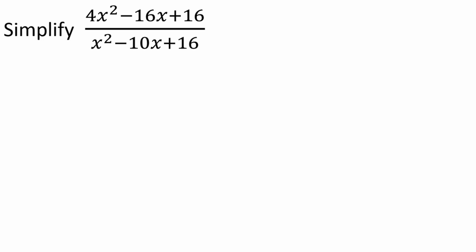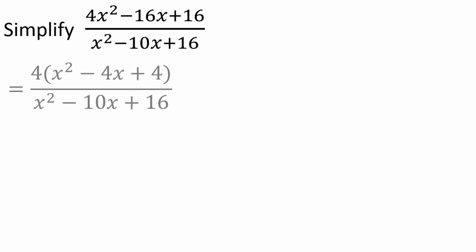Now, I would encourage you not to go straight into factoring the numerator if a GCF can be pulled out first. We notice that we can factor out a 4 from the numerator, which will leave us with 4 times x squared minus 4x plus 4. Now we can factor the part in parentheses on the numerator and separately the entire expression on the denominator.